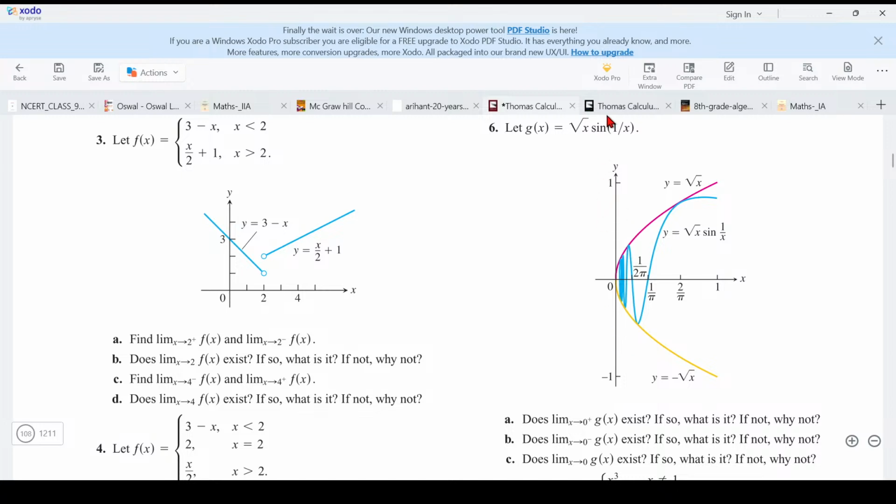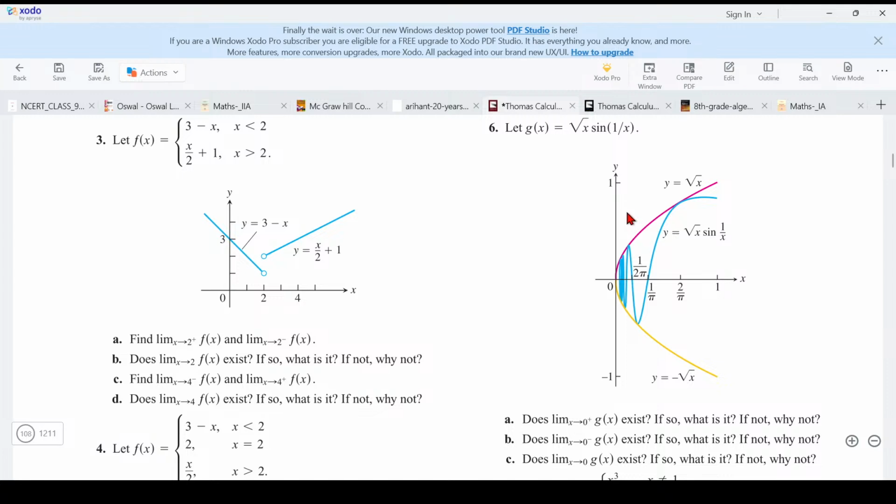Sir, that blue graph looks like it is ending right before 0, so I got confused. It doesn't matter. That's why we are using the sandwich theorem. The blue one should always lie between this pink and yellow. Now pink and yellow are both approaching 0 from the right hand side, so the blue one has to approach 0 as well.